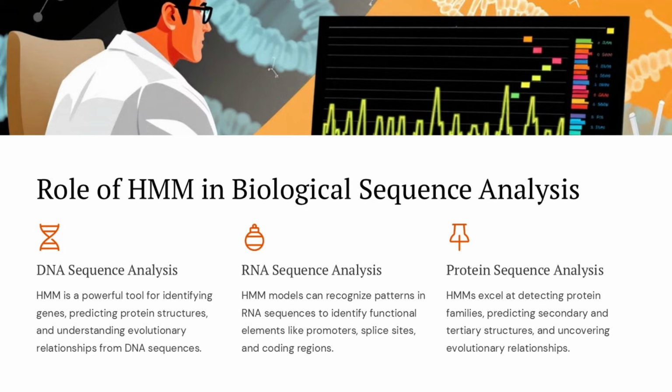Proteins are the molecular machines that carry out the functions of life. HMMs excel at detecting protein families, predicting protein structures, and uncovering evolutionary connections between different proteins. Overall, HMMs are a versatile and essential technique for biological sequence analysis across DNA, RNA, and proteins.